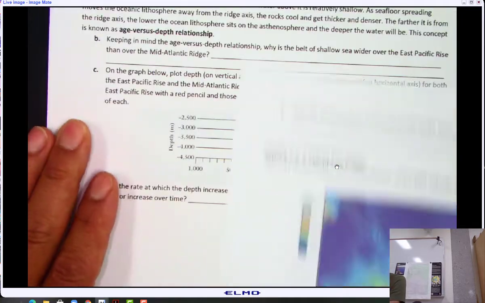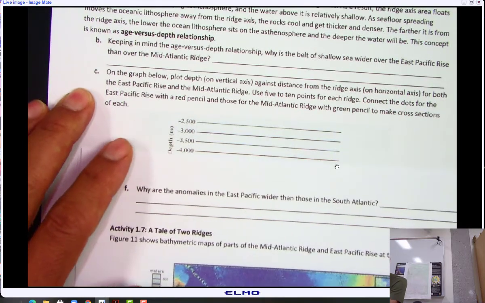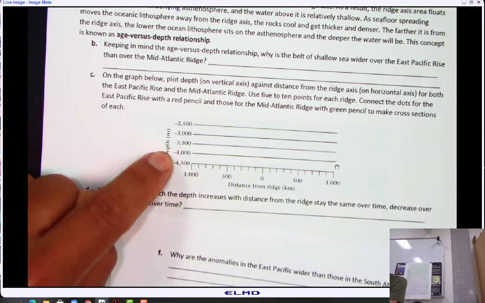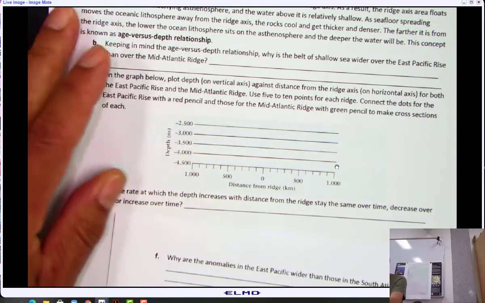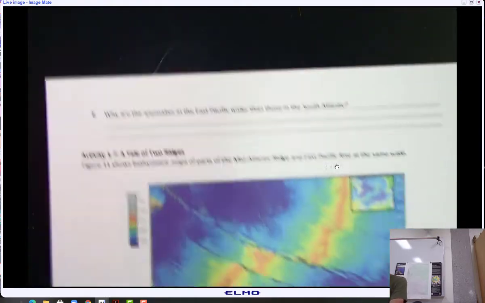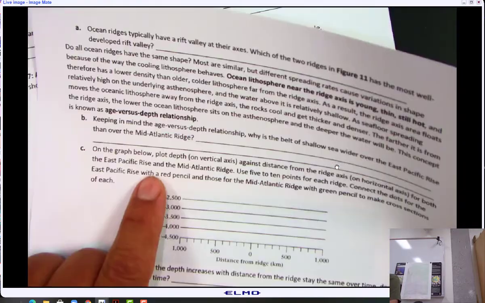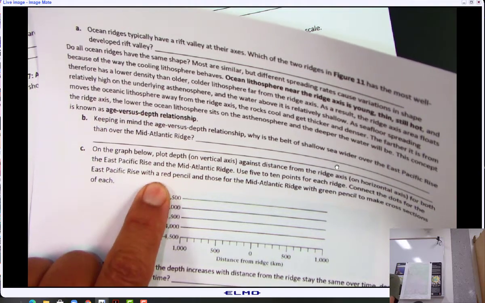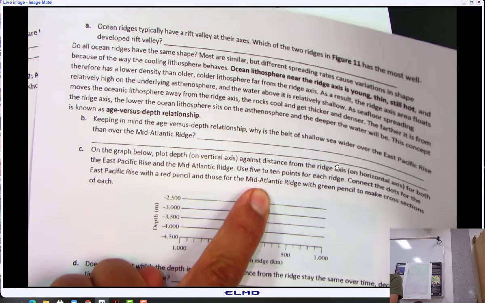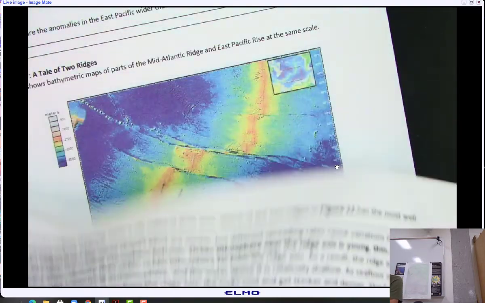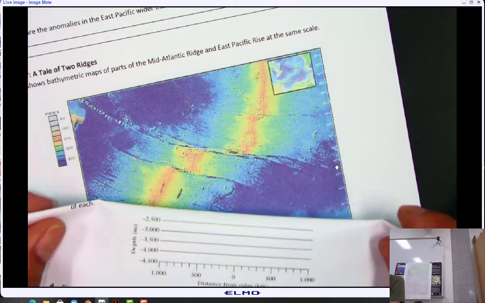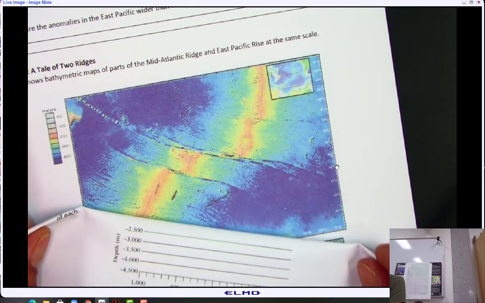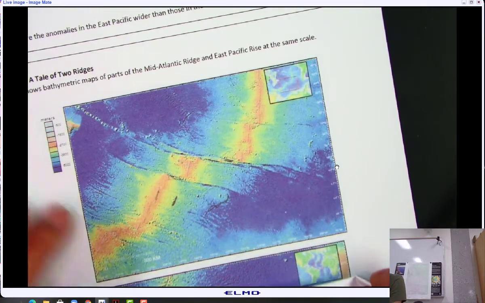And now for this part, you want to take this graph and place it. I literally will place it right over the ridge. And I want to do two different colors: red for East Pacific Rise and green for the Mid-Atlantic Ridge, right? So what you'll do, I recommend just taking your graph here and folding it. And let's do the East Pacific Rise first.